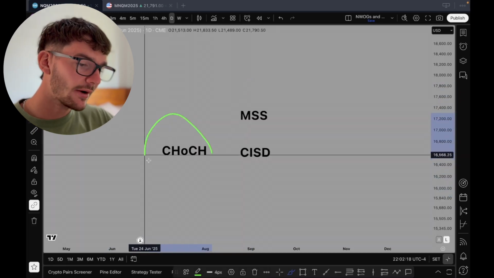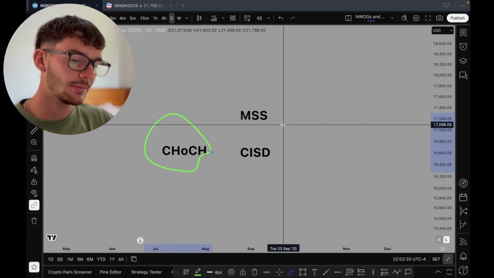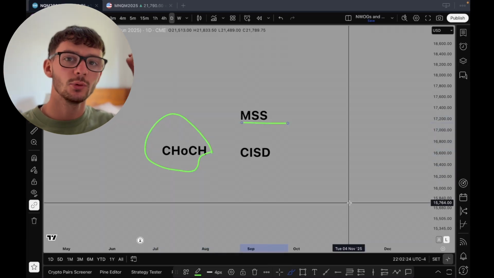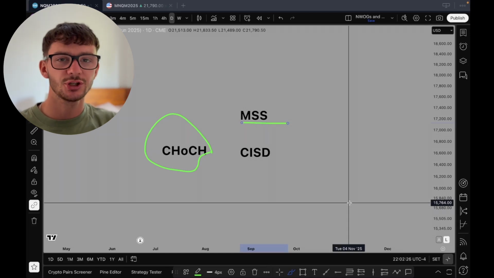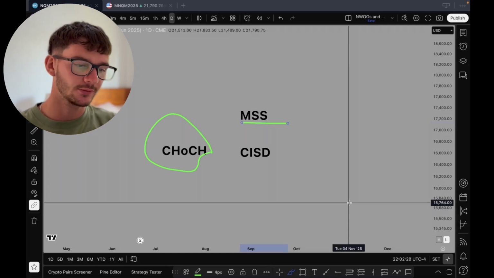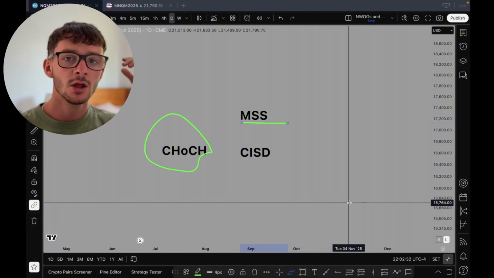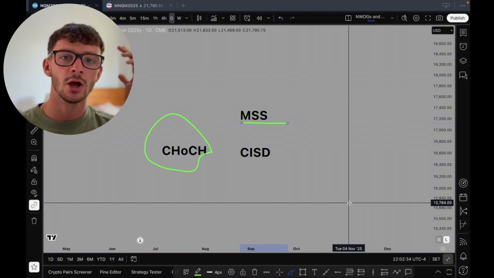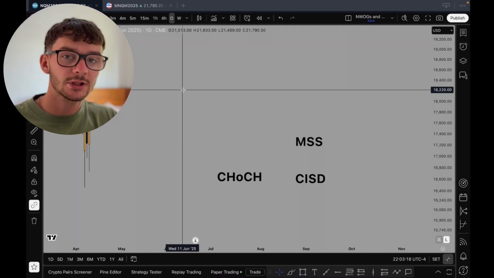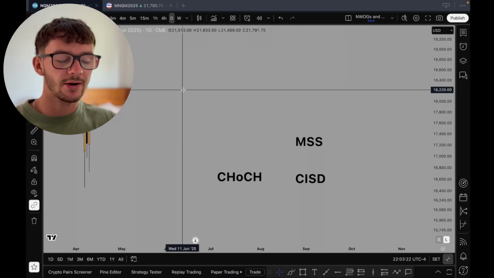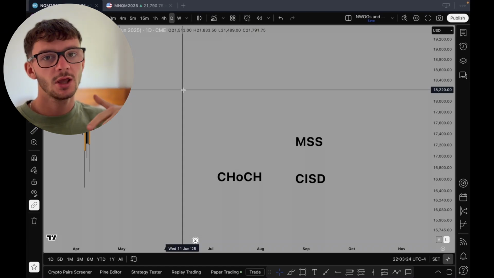And then change of character is essentially just a market structure shift rebranded. It is the same thing. If you hear change of character and you hear market structure shift, just go with market structure shift because change of character is the SMC approach. It's just rebranded ICT stuff that, in my opinion, is just less accurate and less reliable. So just for clarification, I will not use break of structure. I will not use change of character. I will use market structure shift, and that is it.